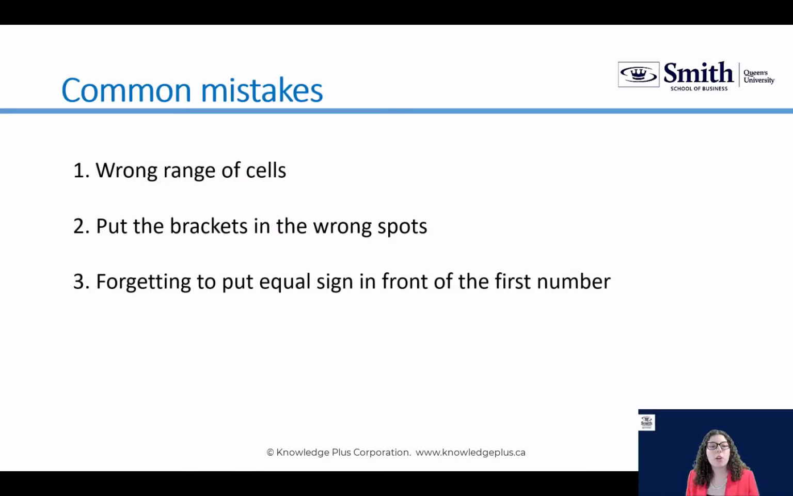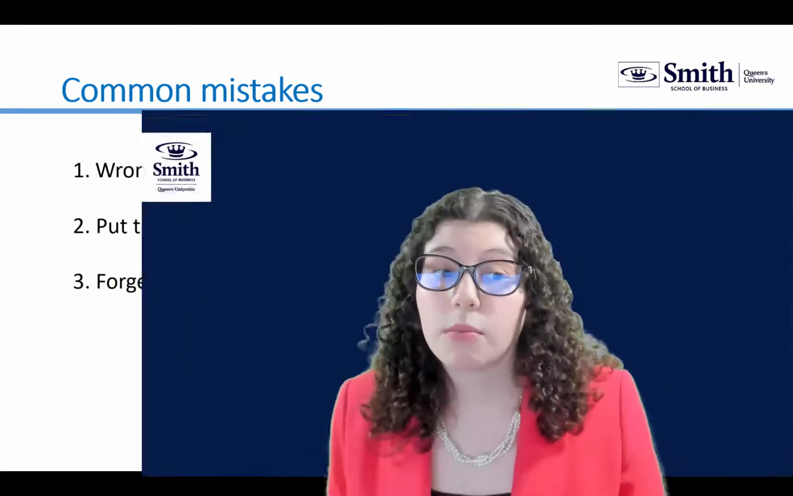Before we end off this video, let's take a look at some common mistakes people make. First, people put the wrong range of cells in formulas, so it's important to double check all the ranges of cells. Next, people put the brackets in the wrong spots. And finally, some people forget to put equal signs in front of the first numbers, so Excel doesn't solve those formulas. I hope this video has been helpful and you've learned the basics of Excel. You'll be using a lot of it in accounting and finance.